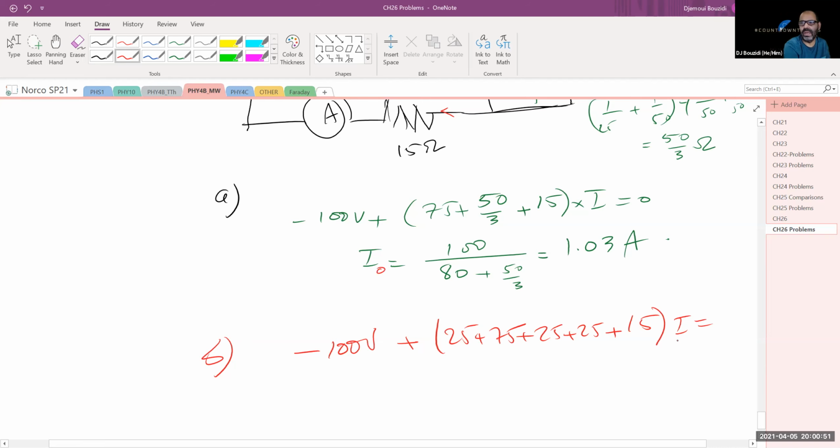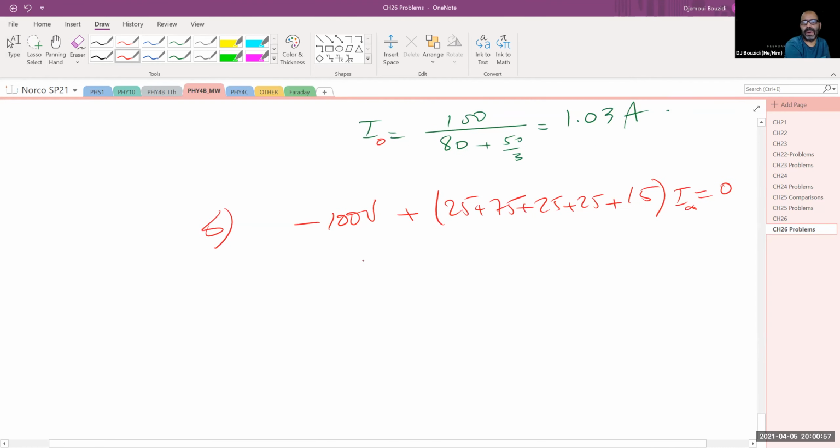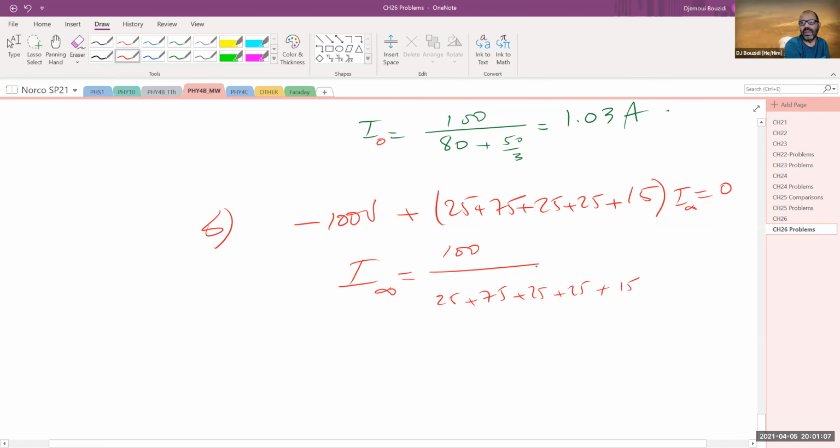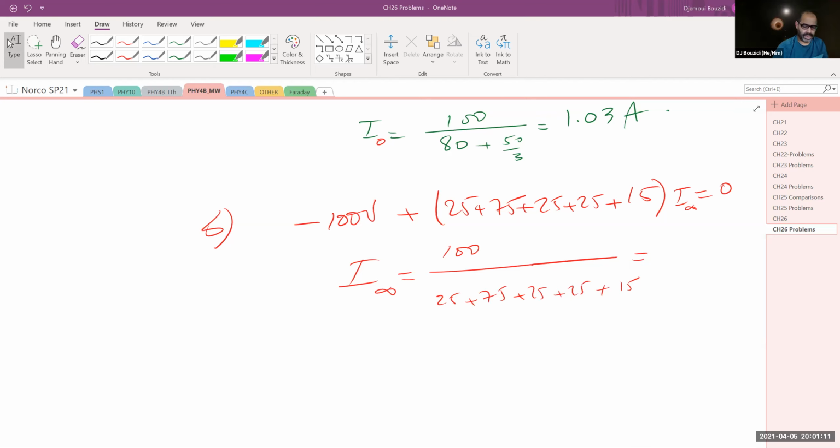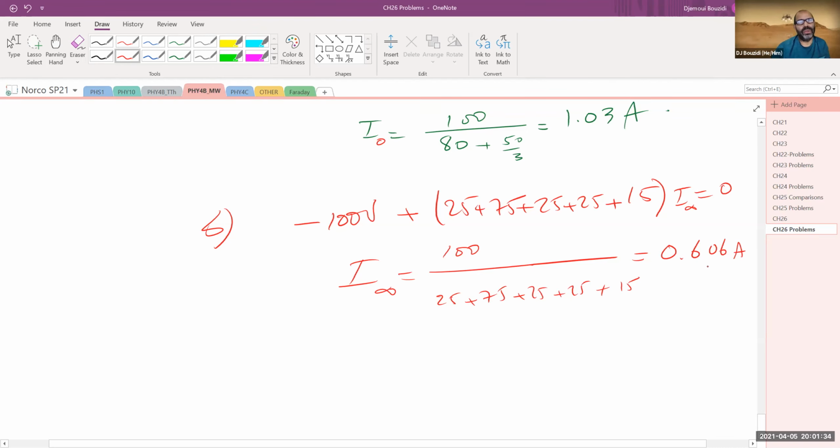So this is I naught. This is in the beginning. And this is I infinity, is equal to zero. From here, we're going to find the current after an infinite amount of time. We wait for it. It's going to be 100 divided by 25 plus 75 plus 25 plus 25 plus 15. I'm going to write it the way it is. I don't want to do any mental math right now. It's easier this way to find what I went wrong. Okay, so the current in here is 0.606 amps.